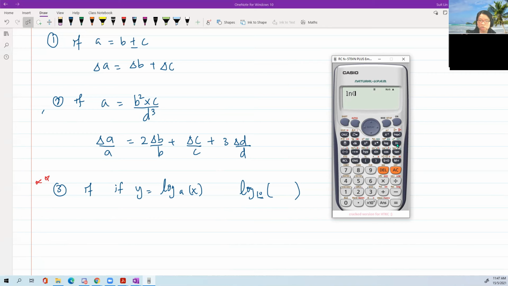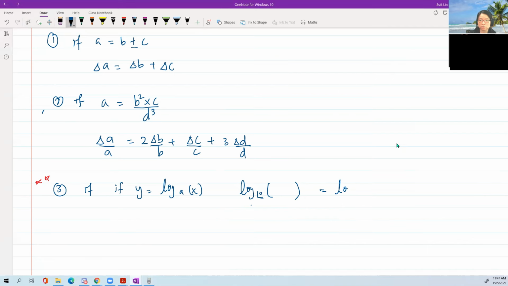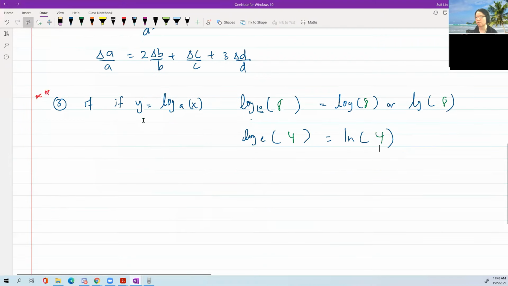So the other one that you have is ln. Ln is log base E. Log base E is normally written as this or this. We don't write log base E of 1, we write ln. Whatever it can be, 8, 8, 8, it can be 4, 4. So whenever we have this format, if you want to find the uncertainty, there are two outcomes.